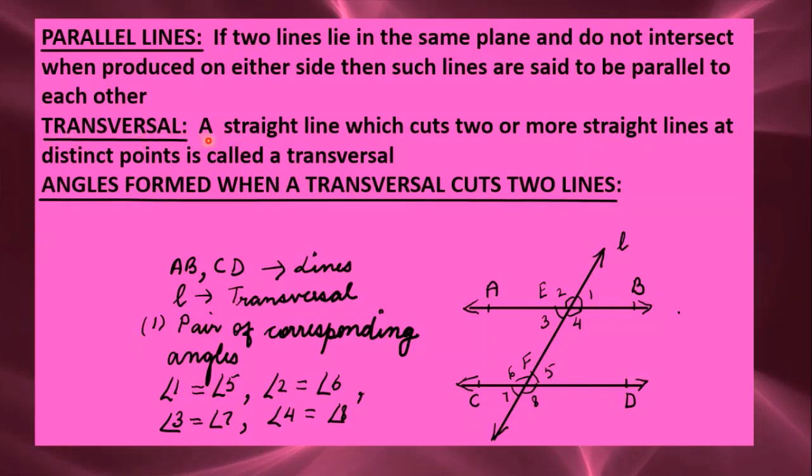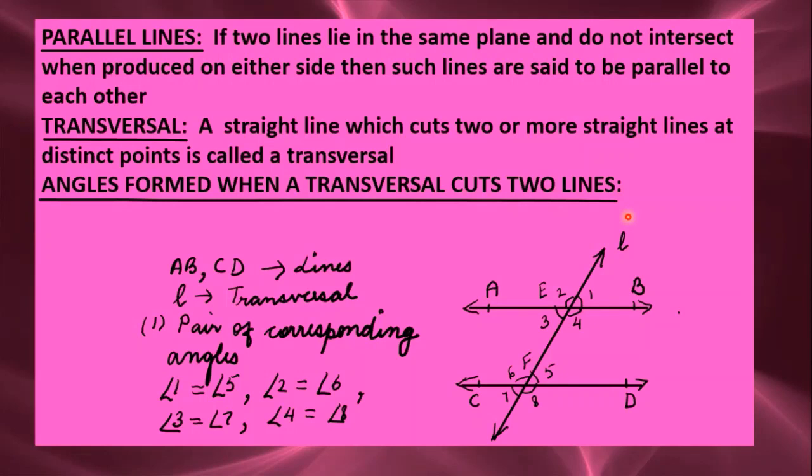Then there is a transversal. A straight line which cuts two or more straight lines at distinct points is called a transversal. That is, if these two lines are AB and CD, and there is a line cutting them, that is this line L. A straight line is cutting two or more straight lines. These are straight lines AB and CD, and L is cutting these two lines. So this line which is cutting, line L, is known as your transversal.